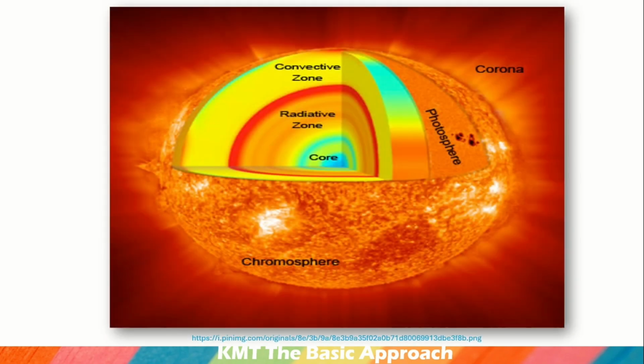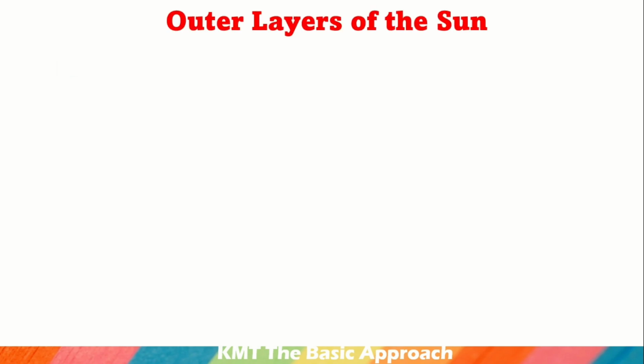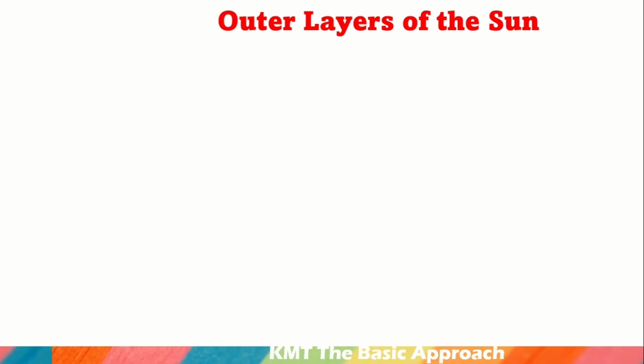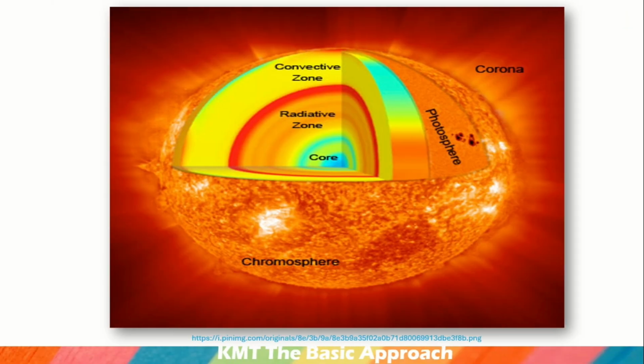Let us see the inner layer of the sun in a different picture. This is the core, radiative zone, and the convective zone. Let us now proceed to the outer layers of the sun. Going back to the picture a while ago, this is the photosphere. This is the chromosphere. And this is the corona.